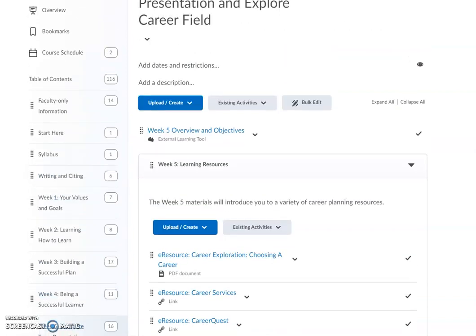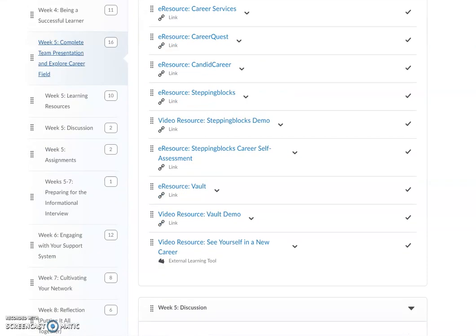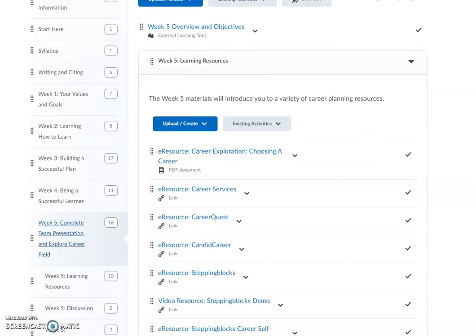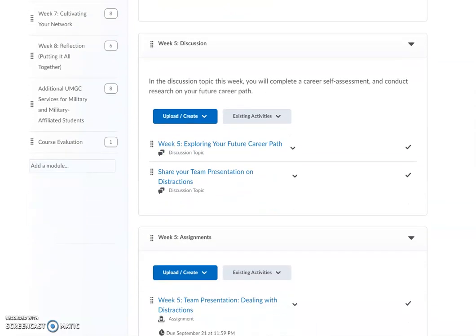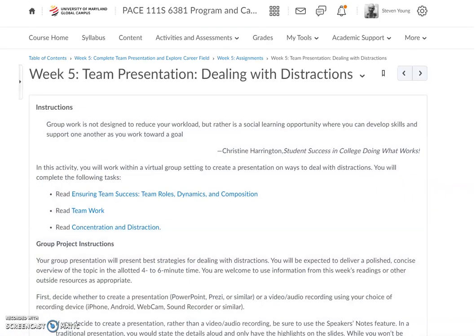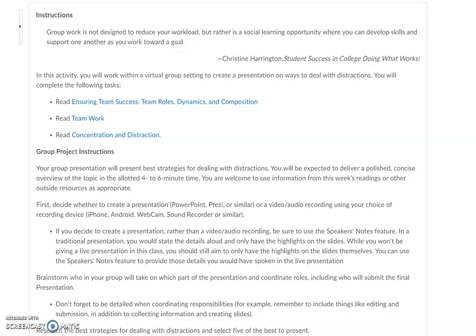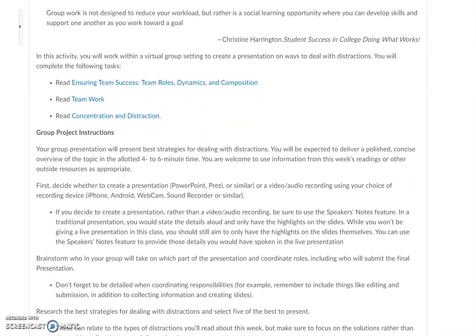So we have down here, one second here. So we have specifics under week number 5 about the team project that you see here. So you want to read this information and simply follow the instructions that you see here.